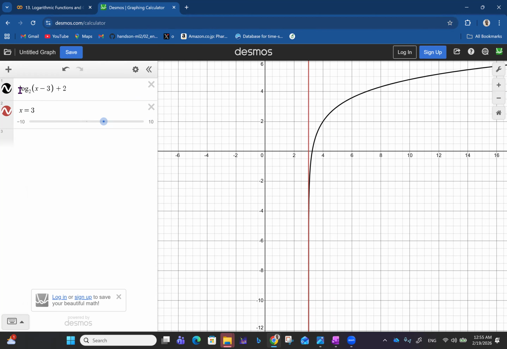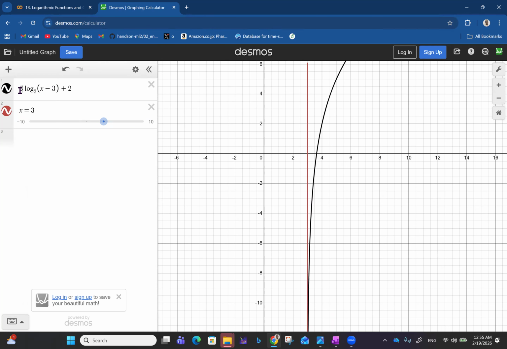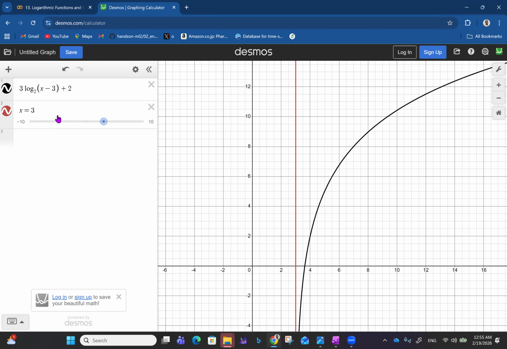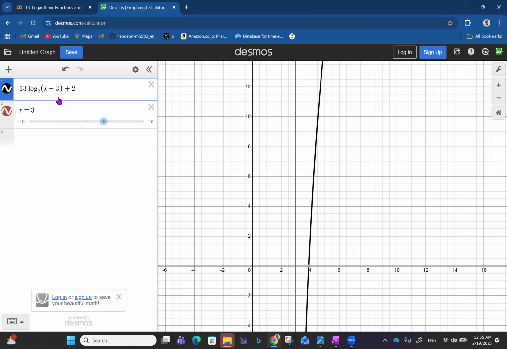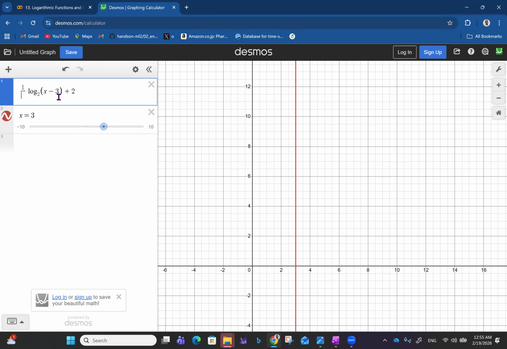What if I put 3 here? You see it stretches it up by that factor. What if I say 1 divided by 3? Okay, it compresses it a bit. Then what if I shift this now, make this 4? You see this one moves away. What if I make this negative? Now it becomes positive, so let's see what happens. It shifts to this side now.